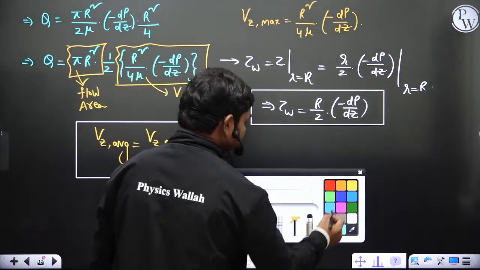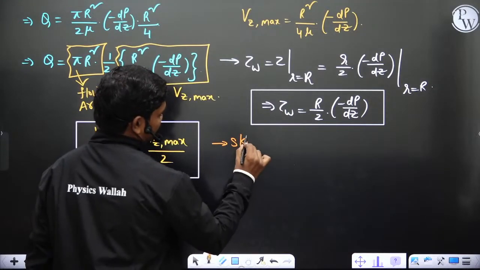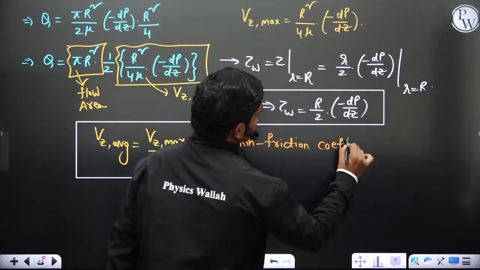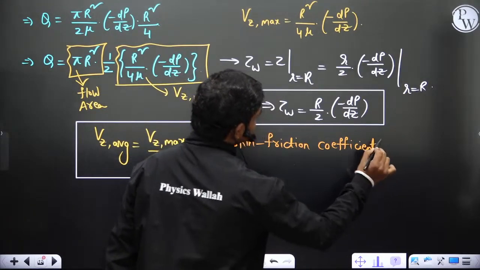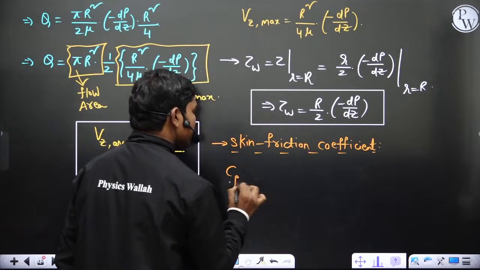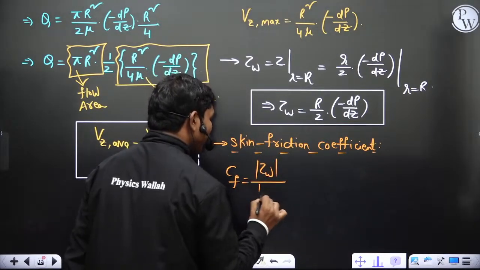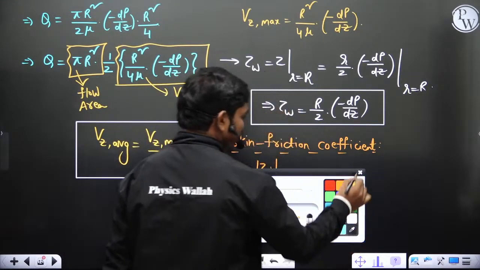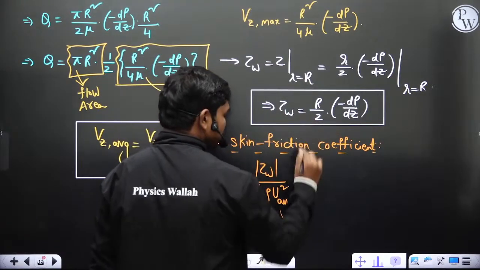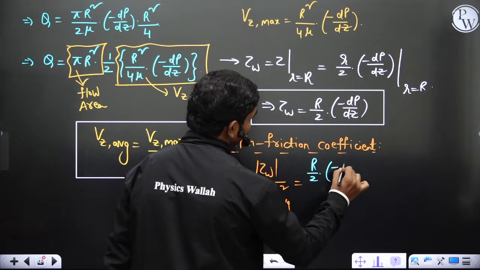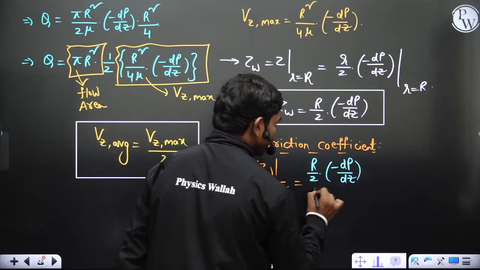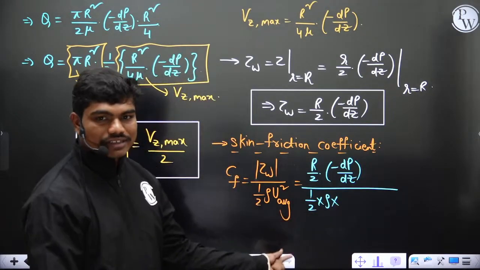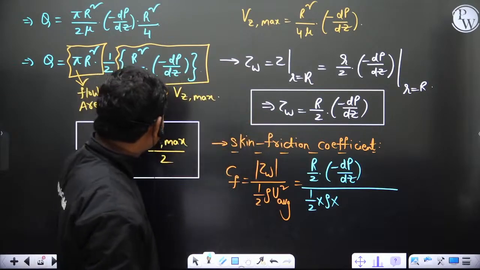Skin friction coefficient here in this case is CF, again magnitude of wall shear stress by half rho u average square, which you know, so which is Vz average here. Let me make you understand certain things. Tau W, this term, capital R by 2 into minus dp by dz, divided by half into density into V average. One V average I'll keep as it is, and one V average I'll substitute with this expression.